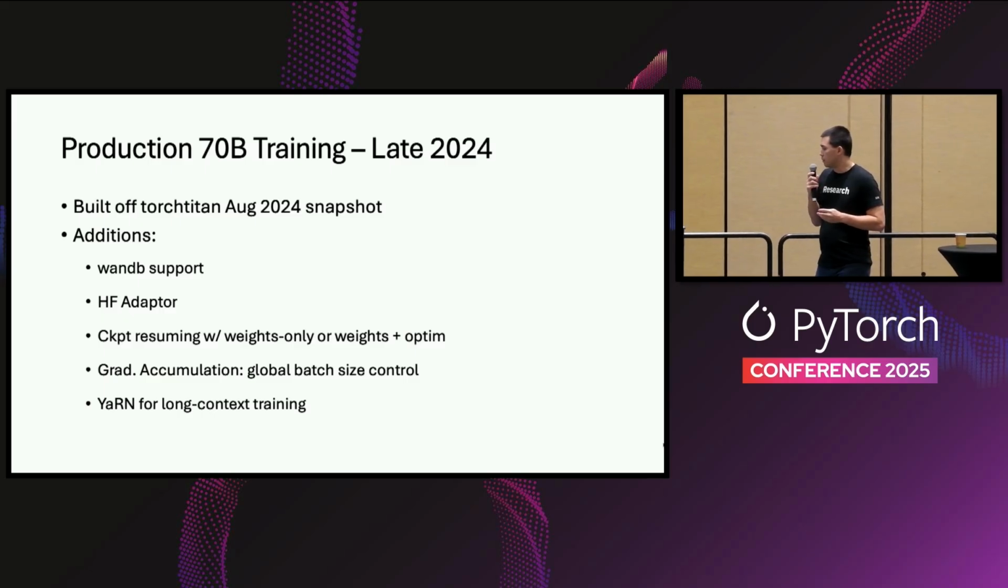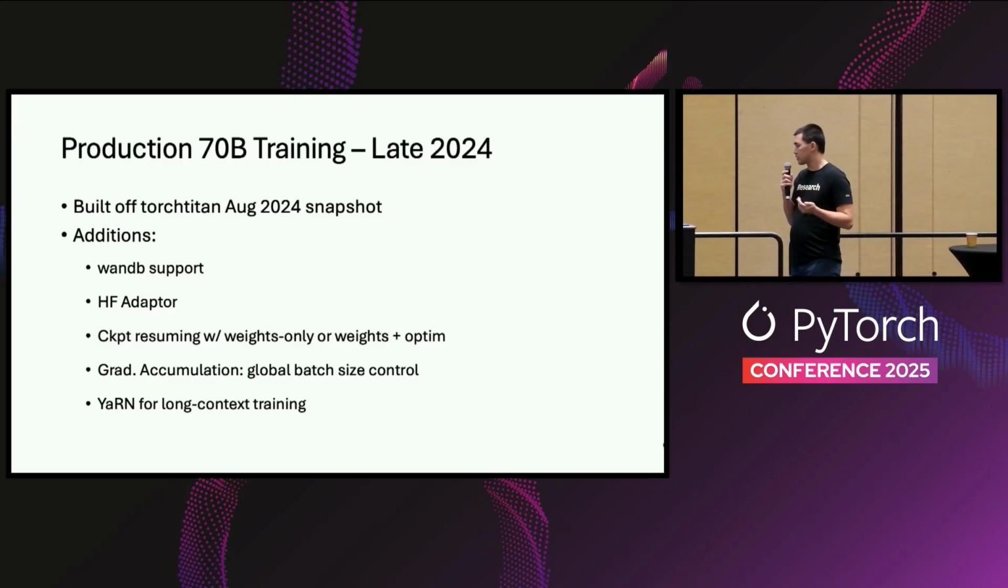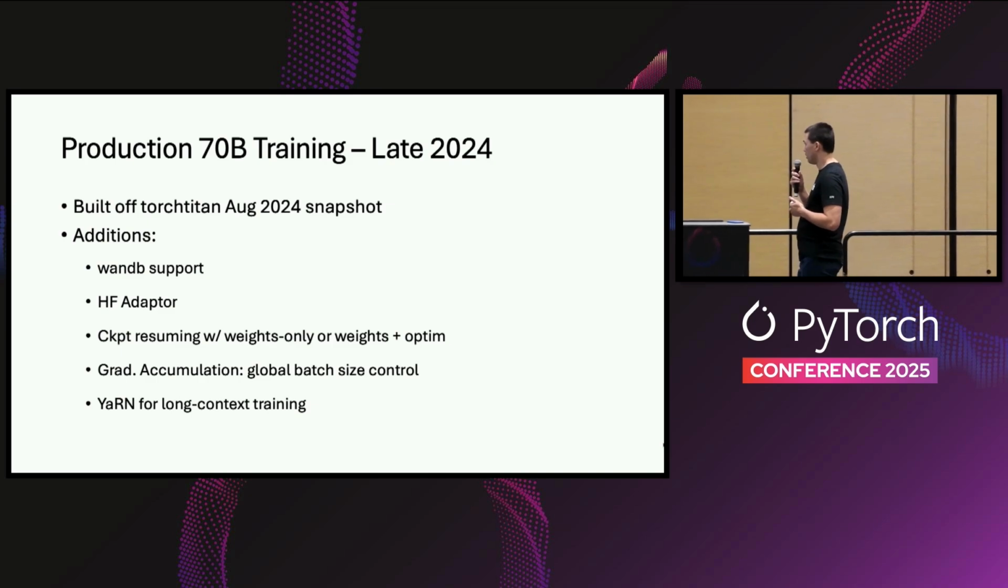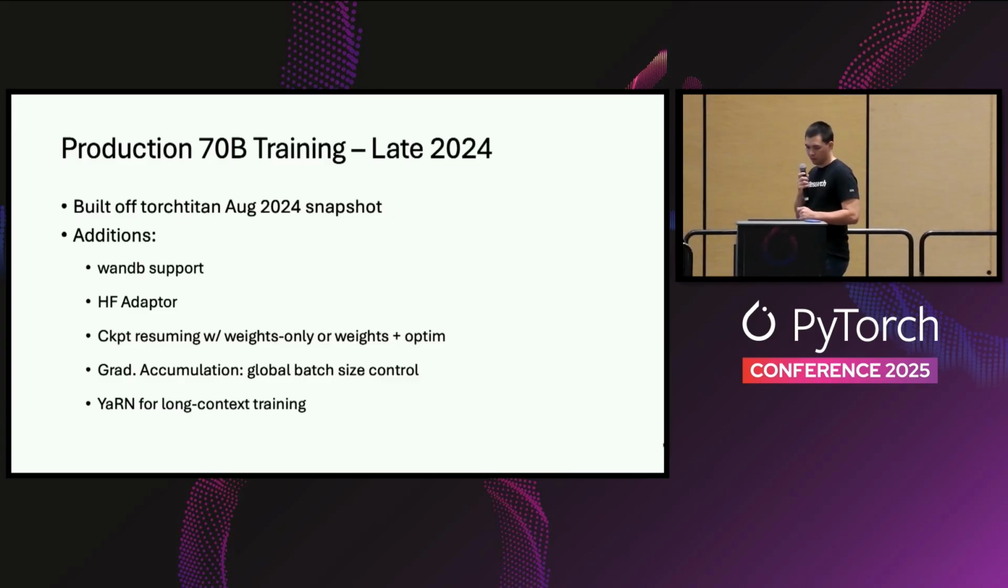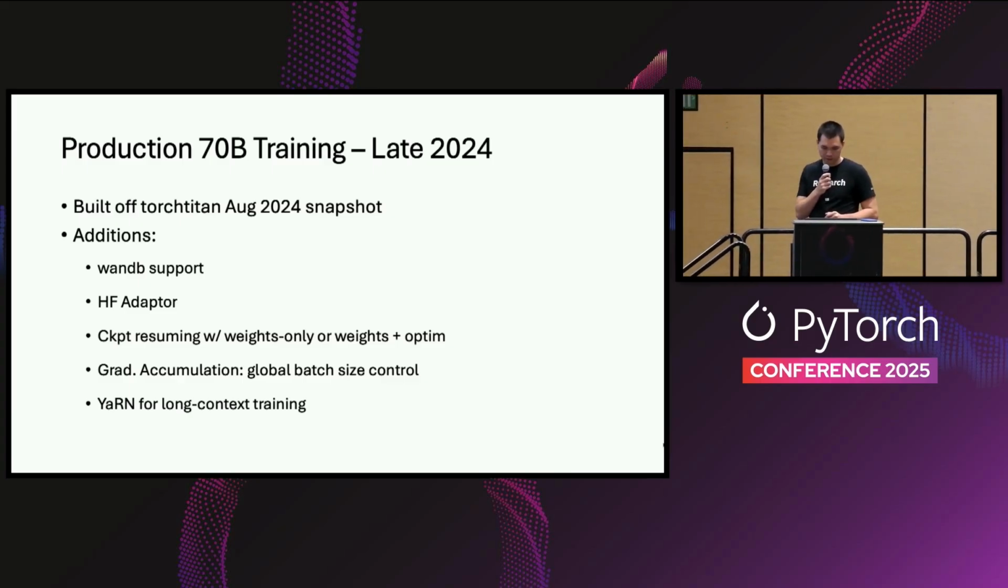And later on, we also did longer context training for 70B, where we used advanced positional embeddings like Yarn, which some of you may be familiar with, for better long context performance.